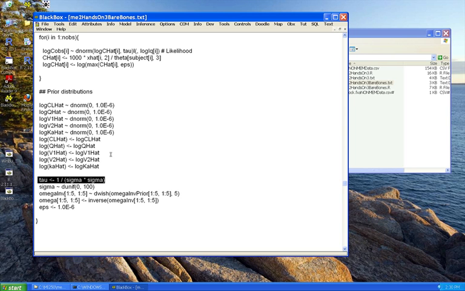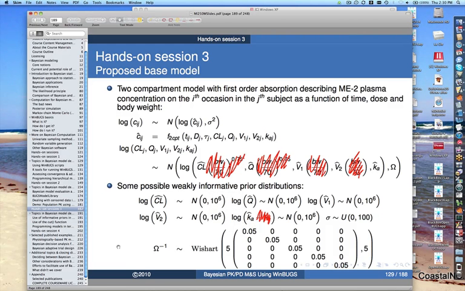Then the other element we needed is our omega inverse. If we step back up here, you can see that for omega inverse we're going to use a prior, which is a Wishart with the parameters you see here. We have degrees of freedom equal to 5, and this matrix here, which is somewhere in the neighborhood of a rational variance matrix, and I multiply that by the degrees of freedom.